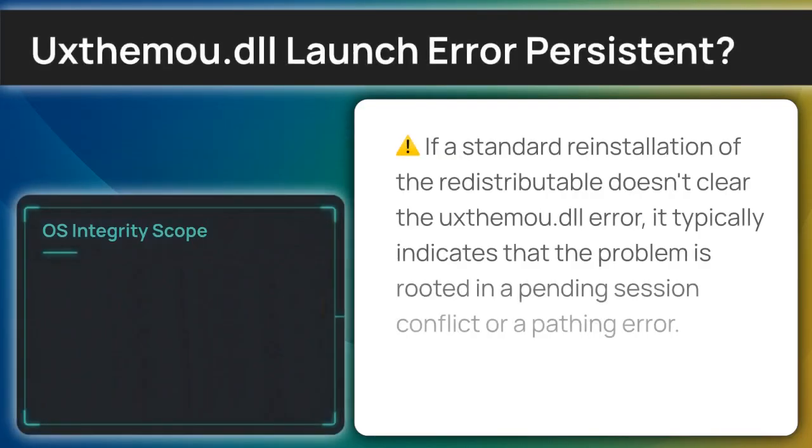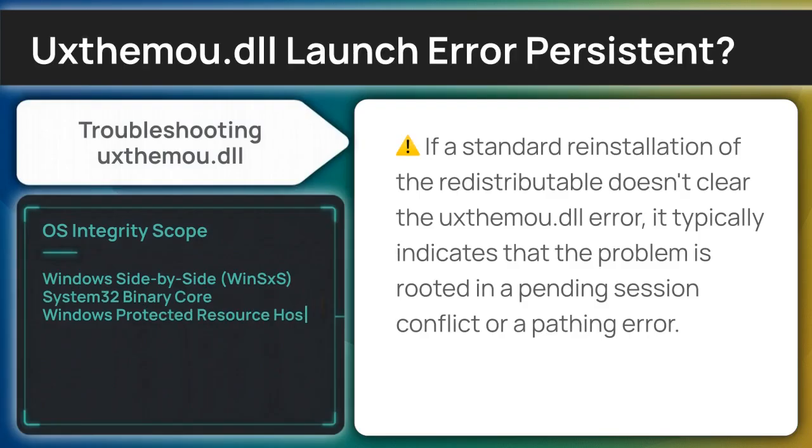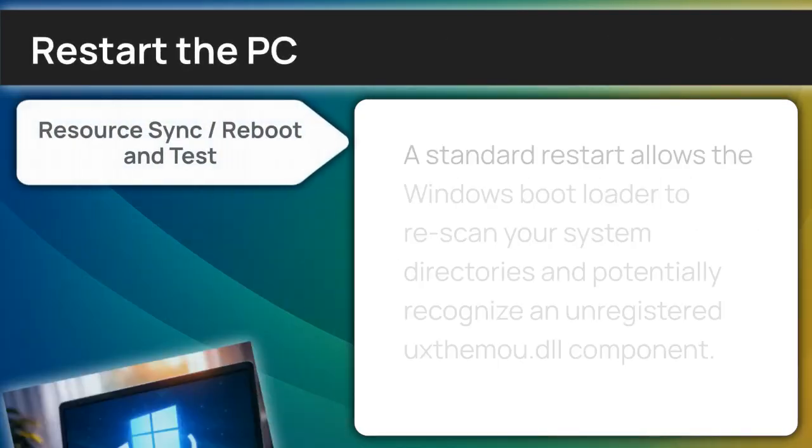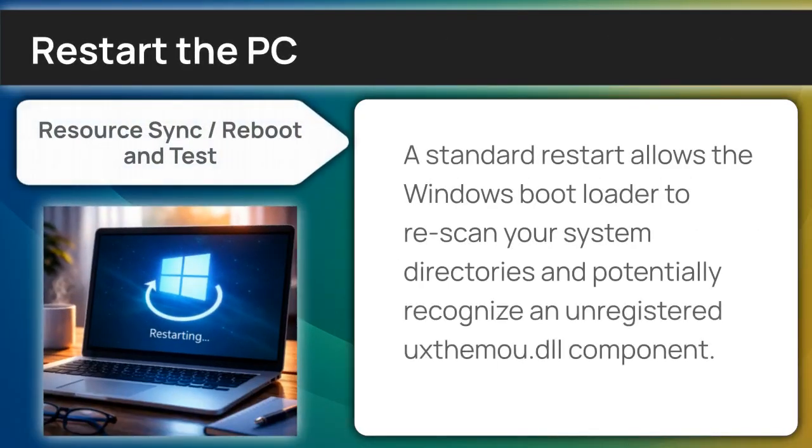If no luck was had with the redistributable package, we will escalate the fix by performing a targeted reset of the system state. A quick reboot can determine if the error is transient. While it won't fix a deleted file, it can re-establish the connection between your software and the Uxthemou file if the path was temporarily busy.